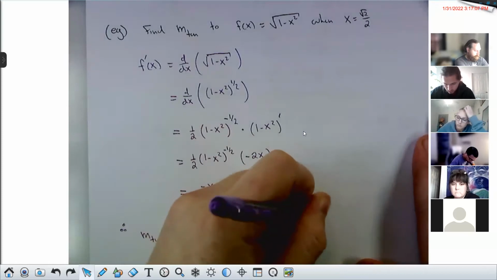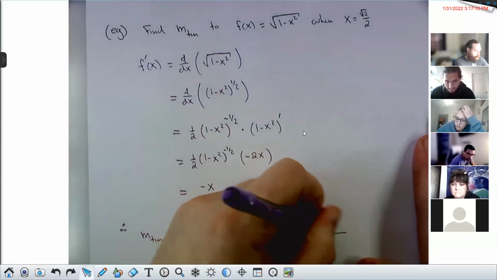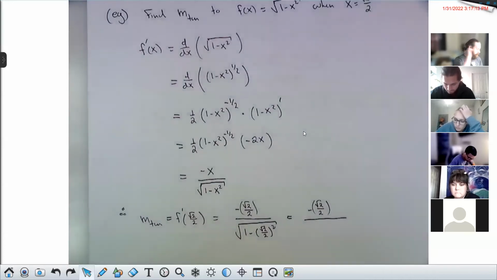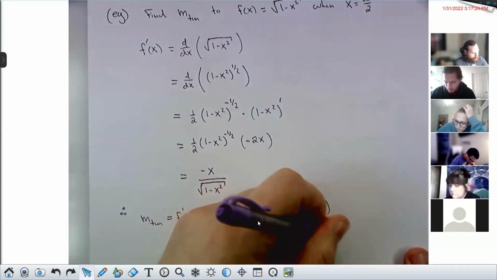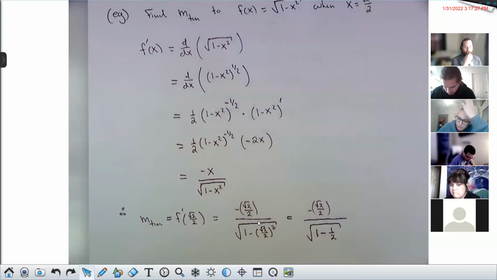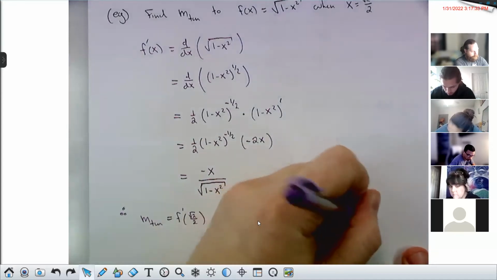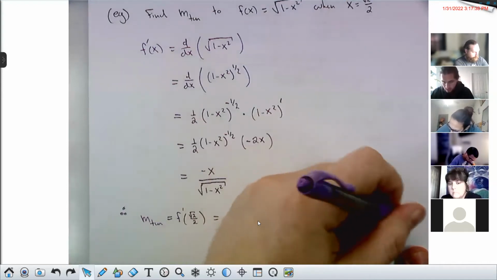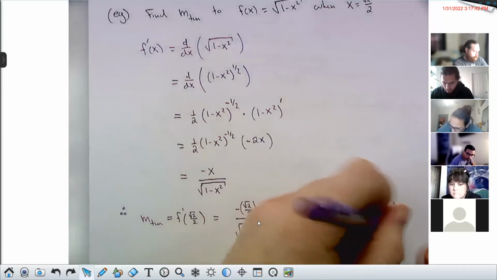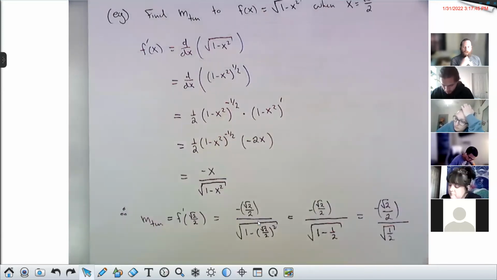which is -√2/2 divided by, when you square √2/2, you get 2/4, or 1/2. So that's the square root of 1 minus 1/2. Which is -√2/2 divided by the square root of 1/2. This might not look like a nice number, but it is actually a very nice number.